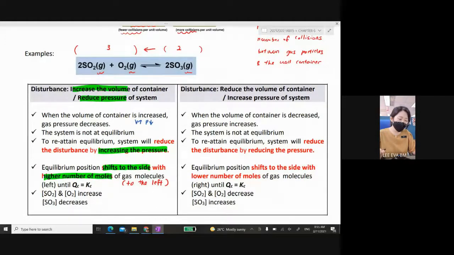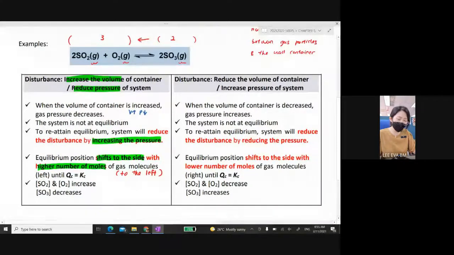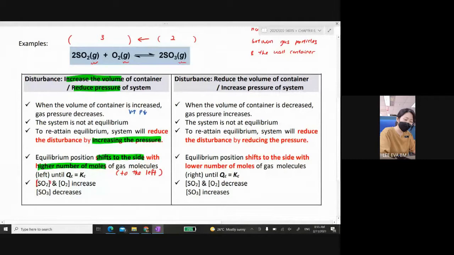Okay, so the effect after the system shift to the left, the concentrations of SO2, O2, the reactant will increase, but the concentrations of product SO3 will drops.